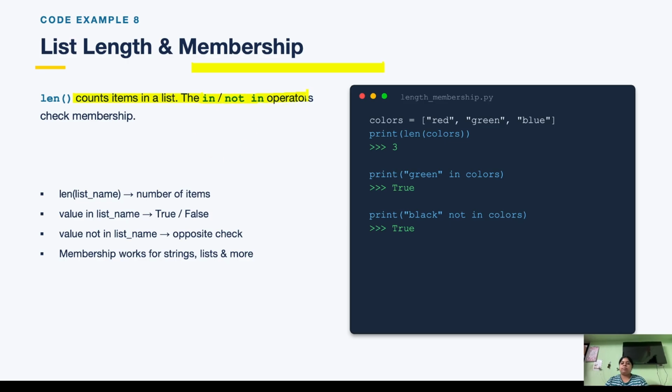For an instance, let's check. We have got a list and we have got 3 colors in it. If you put print green in color, it will print true. And then if you put black not in color, it will also print true because black is not in the list. But if you had by mistake put black in colors, it would have printed false. Membership works for strings, lists, and many more. Value not in list gives the opposite check, and it is just about true and false. Very clear?